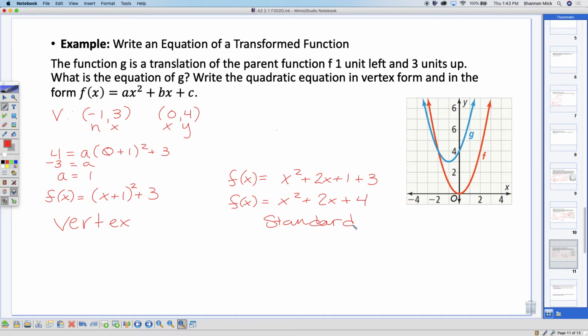Okay, now, on the next slide, we're still transforming f. And it says nothing about it getting narrower or wider or anything, right? So our a was what? 1. So our a is going to stay 1 on the next one. So we don't have to recalculate our a. That's handy.